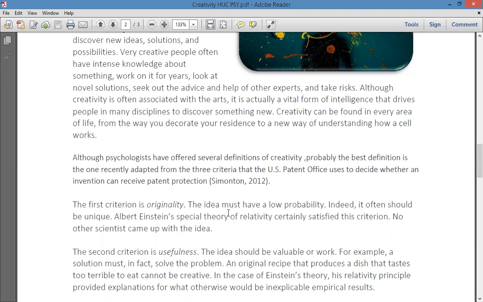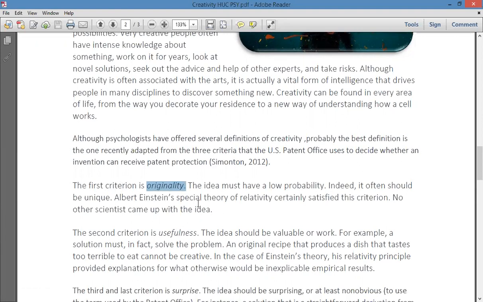So the first criteria is, right? I'm explaining to you the definition of creativity, how we can define creativity based on what? Now we cannot just say, for example, if someone invents a new invention, that he's very creative. We can't blindly say. So we have to come to a conclusion based on these three criteria, which I'm explaining to you. The first criteria is originality. So we have to first check the originality of it.